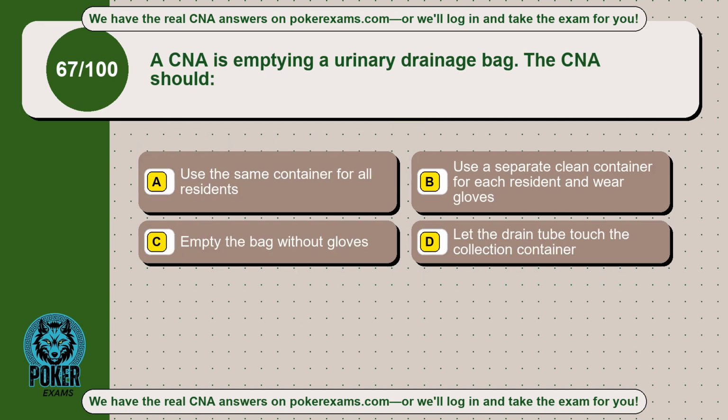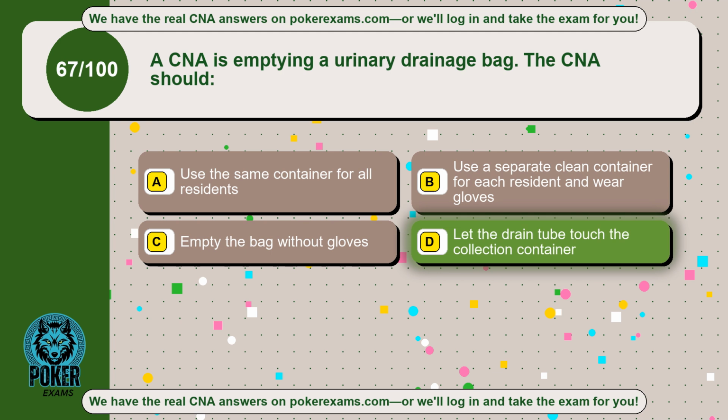Question 67. A CNA is emptying a urinary drainage bag. The CNA should: Option A, use the same container for all residents. Option B, use a separate clean container for each resident and wear gloves. Option C, empty the bag without gloves. Option D, let the drain tube touch the collection container. The correct answer is option D, let the drain tube touch the collection container.